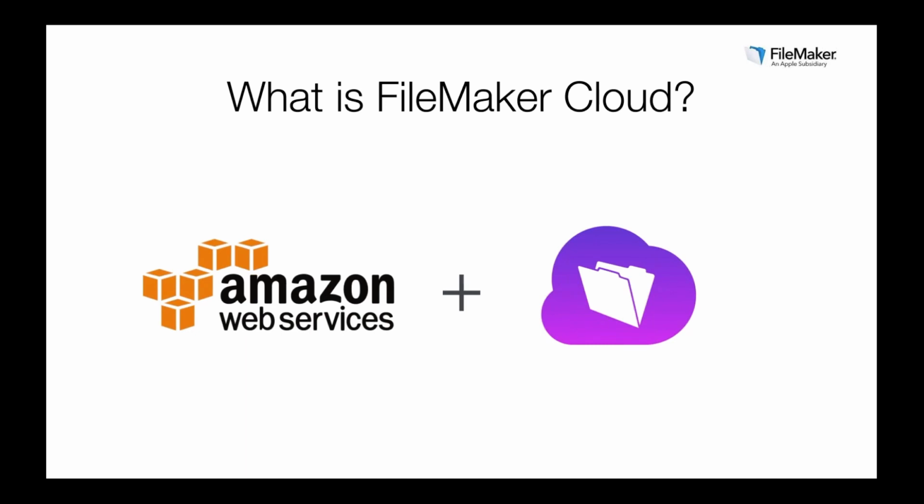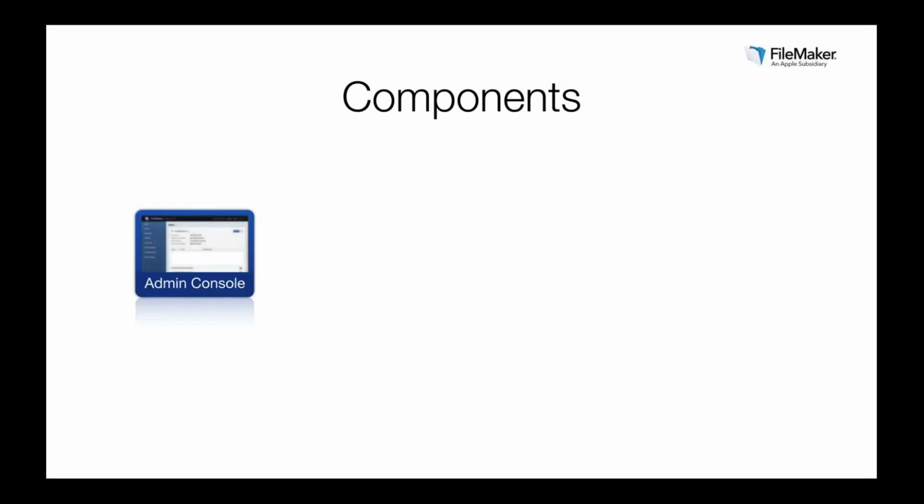So, FileMaker Server and FileMaker Cloud are both of our options. Now, they're very similar. They offer a lot of the same benefits, and it's because they have a lot of the same components. Let's talk really quickly about the different components that make up FileMaker Server and FileMaker Cloud. Both have what we call the administrative console. And the console is a web application that allows us to configure and manage our instance or server.